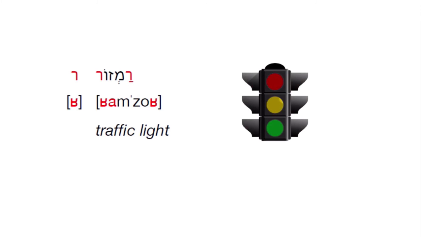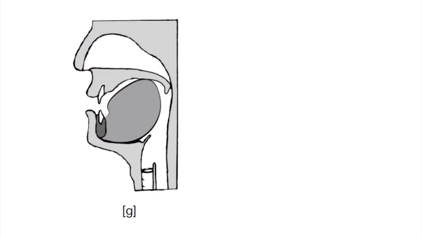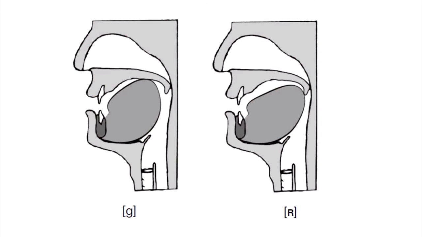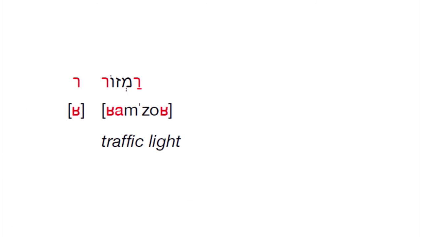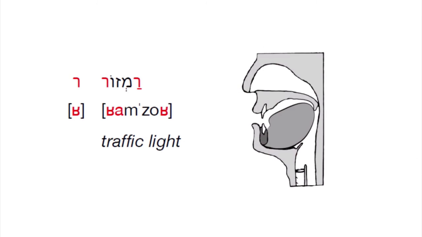Our next consonant is r, as in ramzor. It's produced using the back of your tongue, which pulls back all the way behind where you pronounce a G. Ga, ga, ga. Ra, ra, ra. When all goes well when pronouncing this consonant, your uvula, that thing that hangs down at the back of your throat, will vibrate against your tongue.